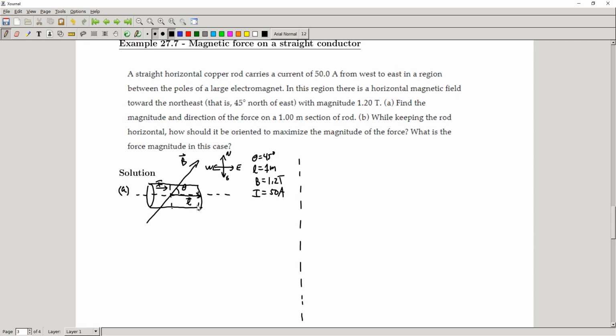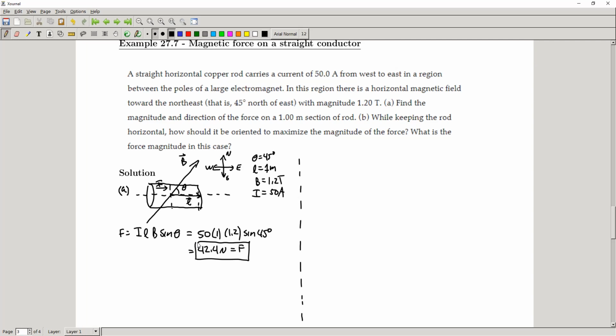And this we can pretty much just pull right out of the equation. If we scroll up a little bit, we'll see that F is equal to I L B sine theta, or phi or whatever. But in this case, we have theta, so we'll just use theta. So we can just substitute in numbers at this point. This is not too bad. We have 50, and then 1, and then 1.2, then sine of 45 degrees. Okay, and if you do that calculation, you're going to find 42.4 newtons is our force. Okay, that's the answer to that part.